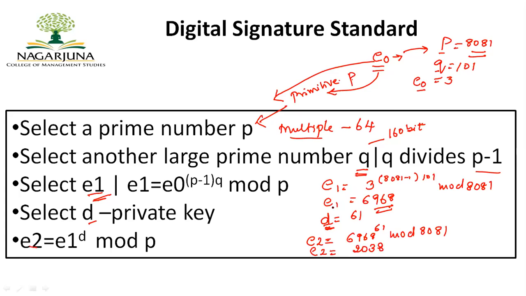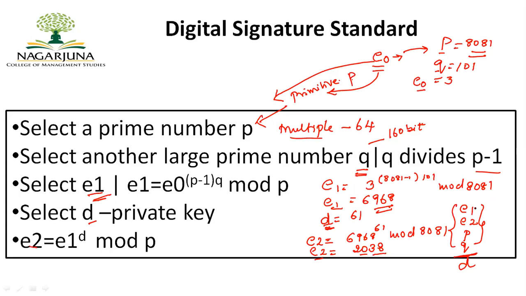So now we have E1, which is 6968. We have E2, which is 2038. We have calculated E1, we have calculated E2, and we know what P is and what Q is. Keeping all these four parameters along with this D. So this is public in nature. E1, E2 are the public key. P and Q are your prime numbers, where D is kept secured.